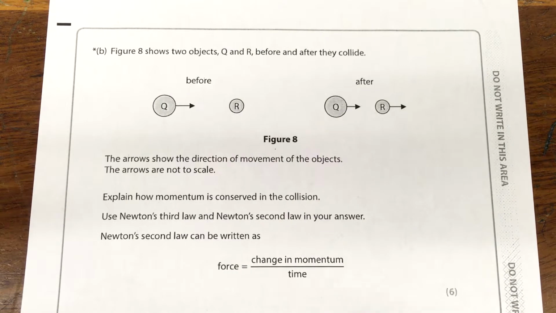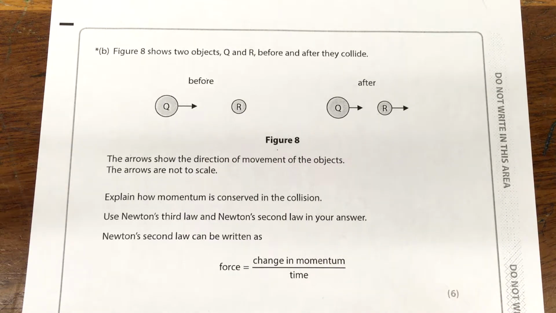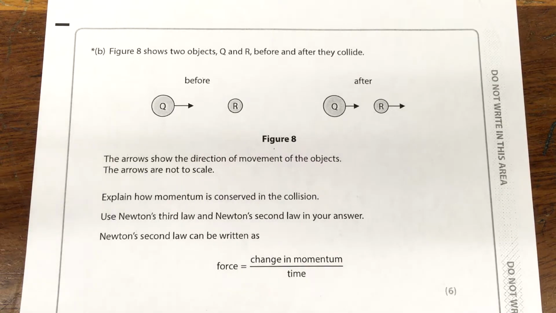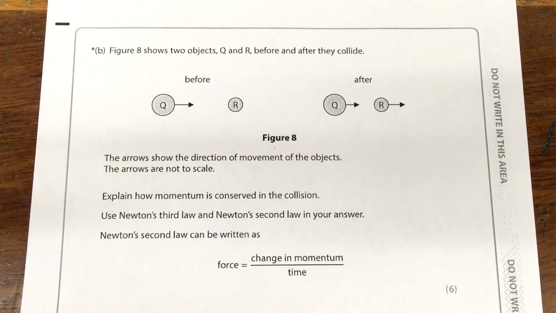If we just read it through first, it says that figure 8 shows two objects Q and R before and after they collide. Then it gives us a nice little diagram to look at to show us exactly what is happening. And then it says that the arrows show the direction of the movement and they are not to scale. So in other words, they're not showing forces, which can be something that people make mistakes with.